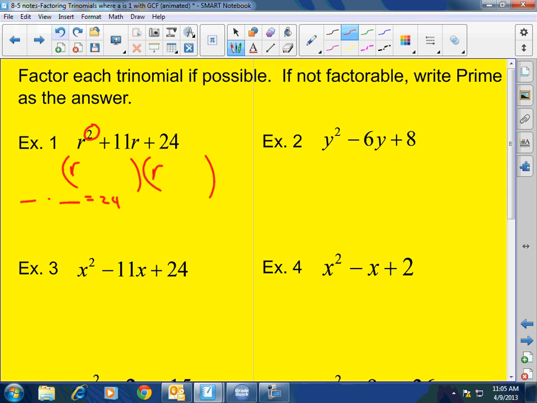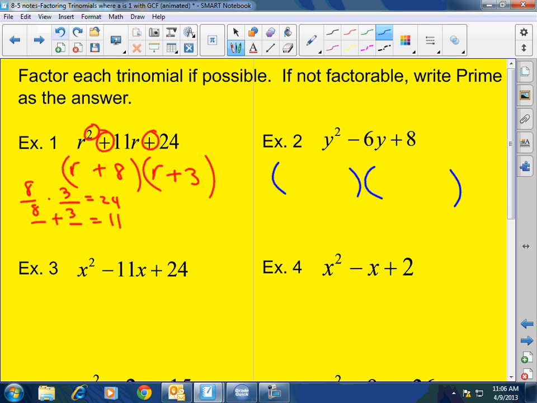Thank you, gentlemen. So now, what times what equals 24, but when added together equals 11? Boom, 8 times 3, that works. 8 plus 3 works. Positive 8, positive 3. We know it works because remember you have a plus and a plus, so we're good. Okay? Example 2, my setup.